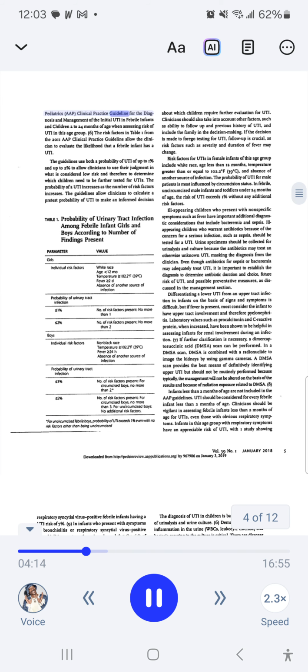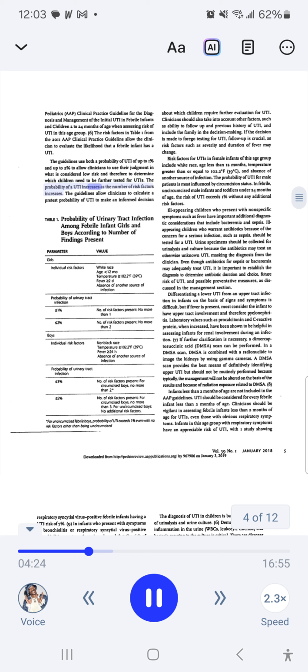Clinicians should use the American Academy of Pediatrics Clinical Practice Guideline for the diagnosis and management of the initial UTI in febrile infants and children 2 to 24 months of age when assessing risk of UTI in this age group. 6. The risk factors and table from the 2011 AAP Clinical Practice Guideline allow the clinician to evaluate the likelihood that a febrile infant has a UTI. The guidelines use both the probability of UTI of up to 1% and up to 2% to allow clinicians to use their judgment in what is considered low risk and therefore to determine which children need to be further tested for UTIs.